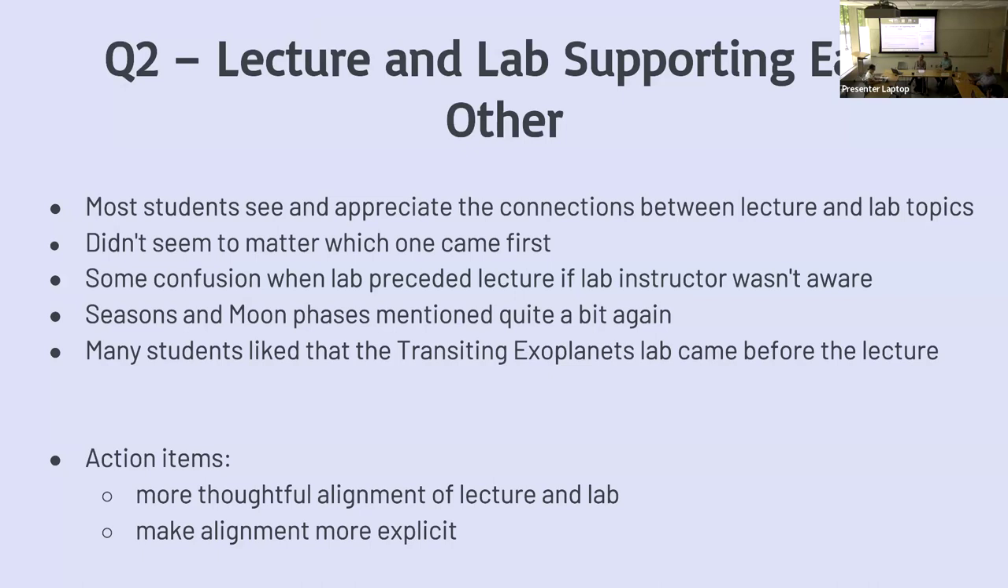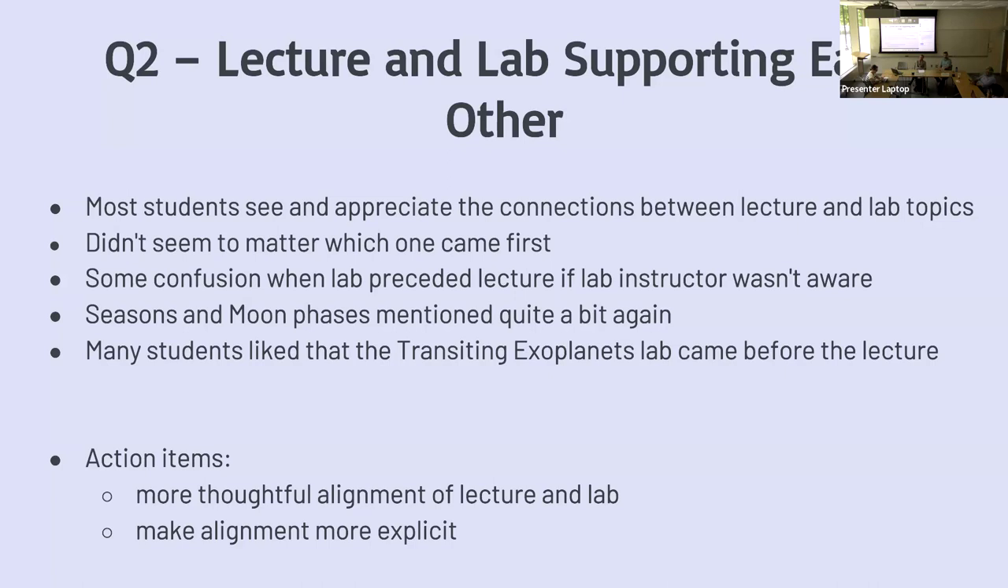One problem that students did note that is something that I need to fix is periodically if the lab preceded when the lecture information happened and the lab instructor wasn't aware of that, then the lab instructor didn't necessarily know that they need to give more context. So I need to be a little more careful about making sure the lab instructors know where the lecture is related to that. As I know, the seasons and the moon phase is mentioned quite a lot.